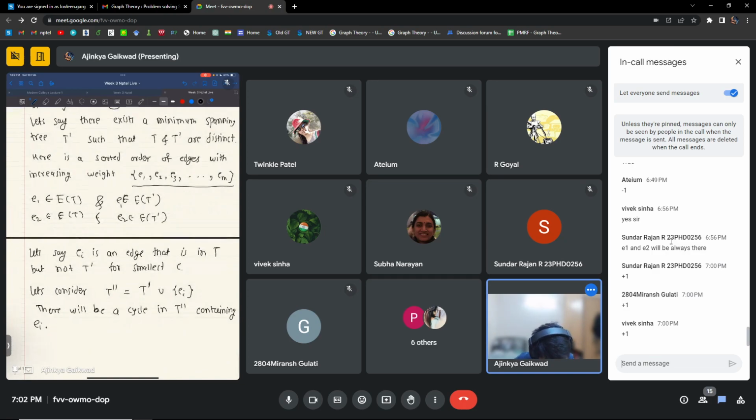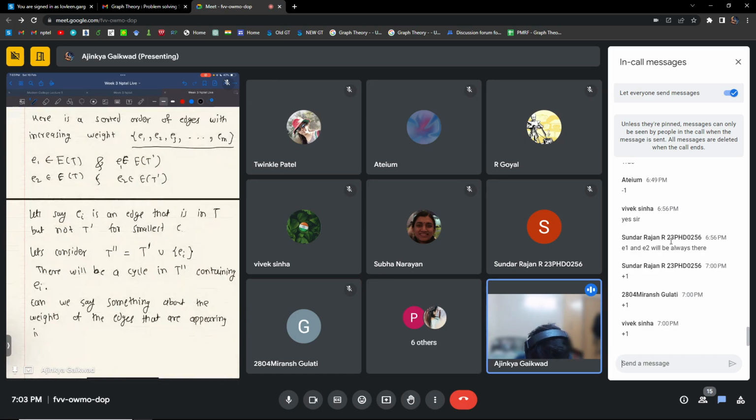Can we say something about the weights of the edges that are appearing in this cycle?